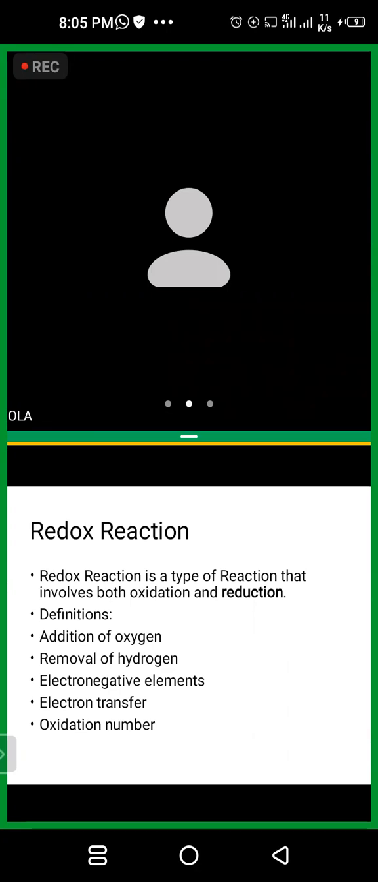Since we are getting the word oxidation there, that means oxygen is involved. And then we'll now see what reduction really is. So there are 5 definitions of oxidation reduction reaction. These definitions are based on addition or removal of oxygen, removal or addition of hydrogen, addition or removal of electronegative elements, electron transfer, and oxidation number.